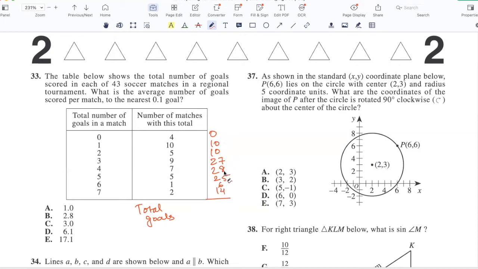So the total is 8 and 7, 15 and 5, 20 and 10, 30, 0. Carry 3, 3 and 1, 4 and 1, 5, 7, 9, 11 and 1, 12, right? So there were 120 goals scored in 43 matches. So 120 divided by 43 would be my average. Now, if it had been 120 by 40, it would have been 3. But since it's 43, it would be a little less than 3. So 2.8, option B.